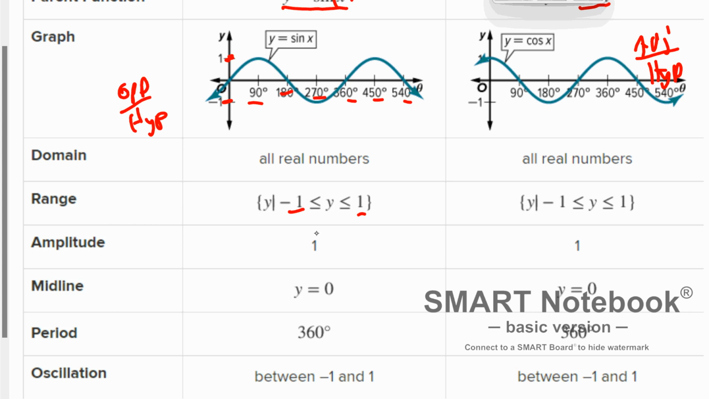Amplitude just means from the midline, the center line that goes through, up to the top, that distance, or from the midline down. I guess this is the crest and this is the trough. That distance is 1. Okay, so that's the amplitude. Midline is the middle line that goes through them all, and that one most times is y equals 0. Right here is the midline for cosine.